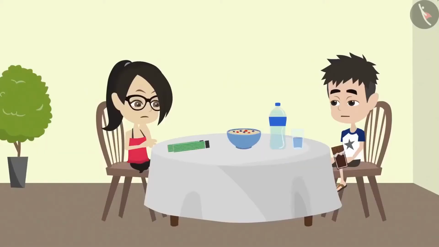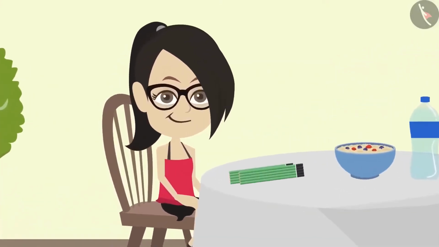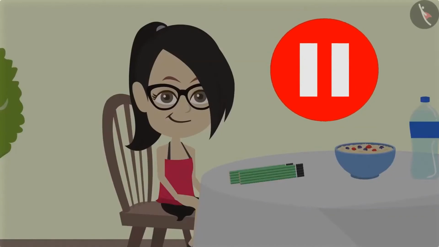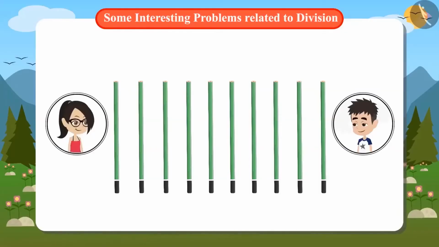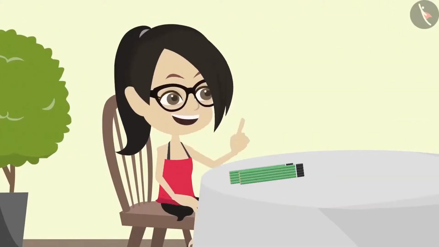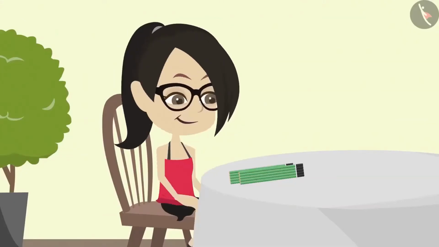But Vandana does not understand how she should distribute these pencils equally between two people. Can you help Vandana? Pause this video for a while and tell how many pencils Vandana will get and how many pencils Vandana's brother will get. Vandana has got an idea to divide the pencils equally into two parts. Let's see what she does.